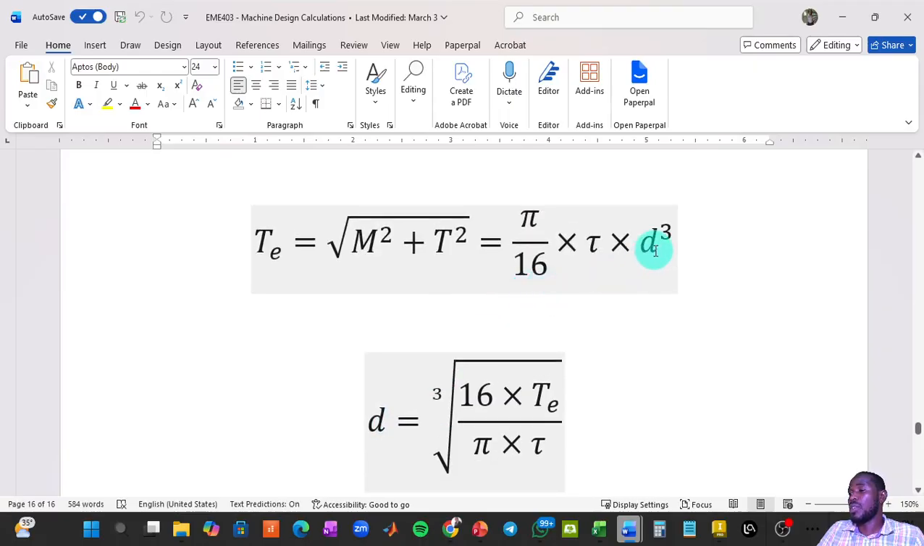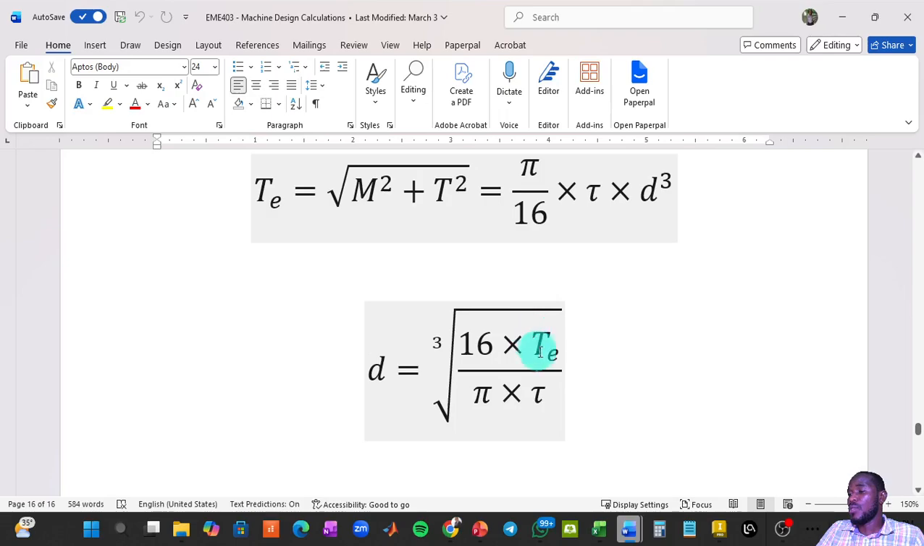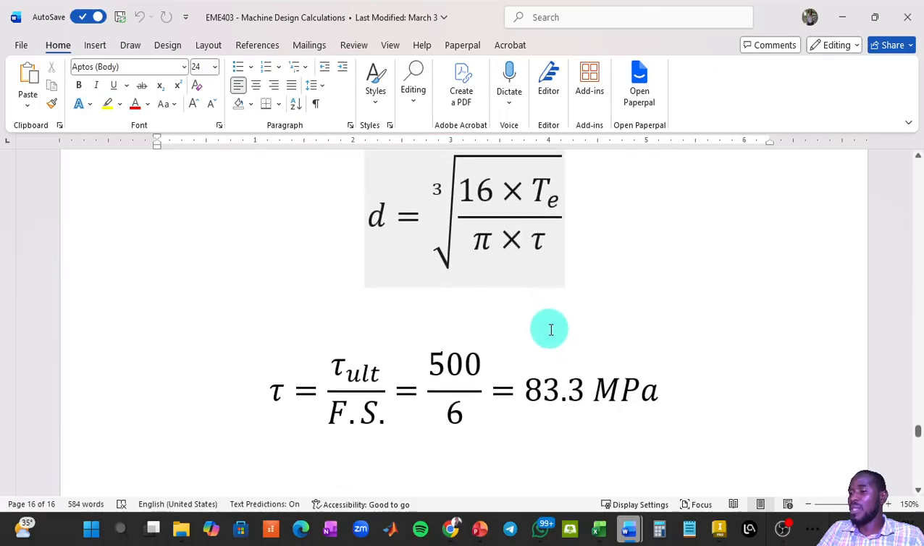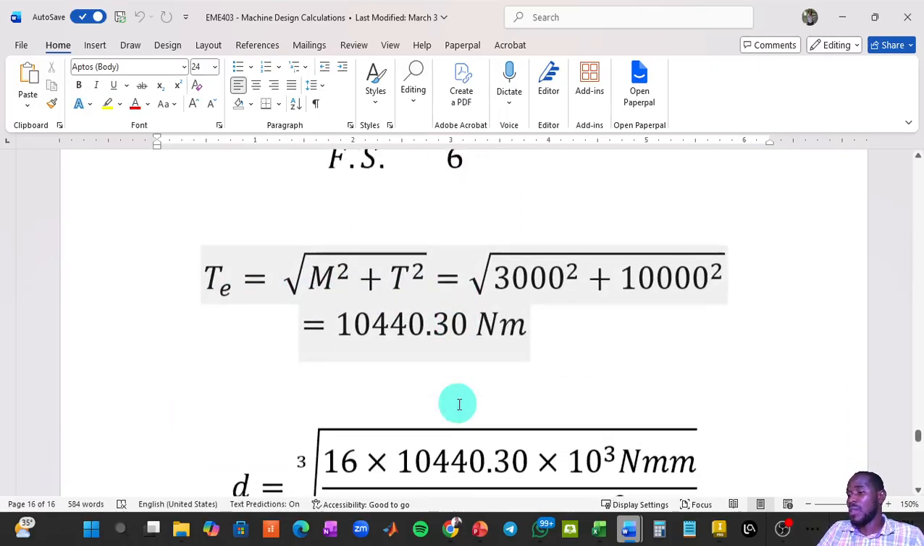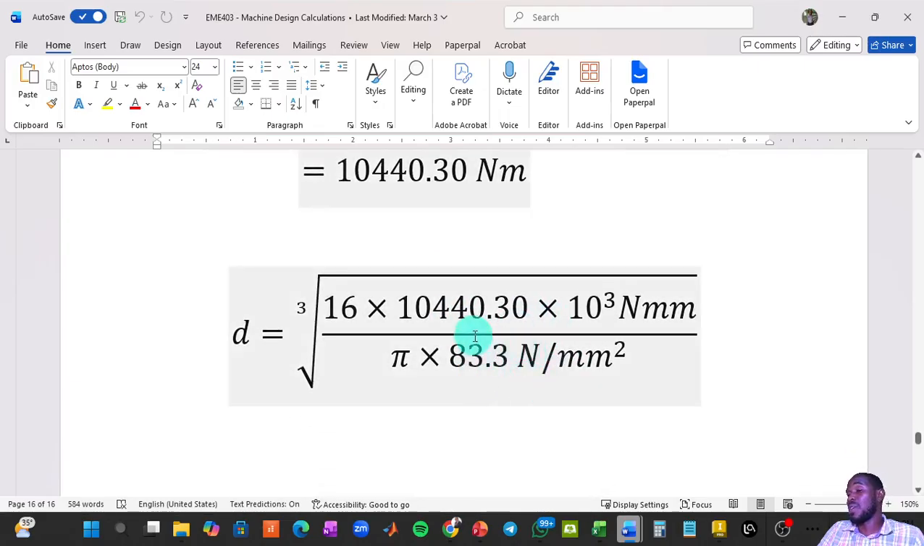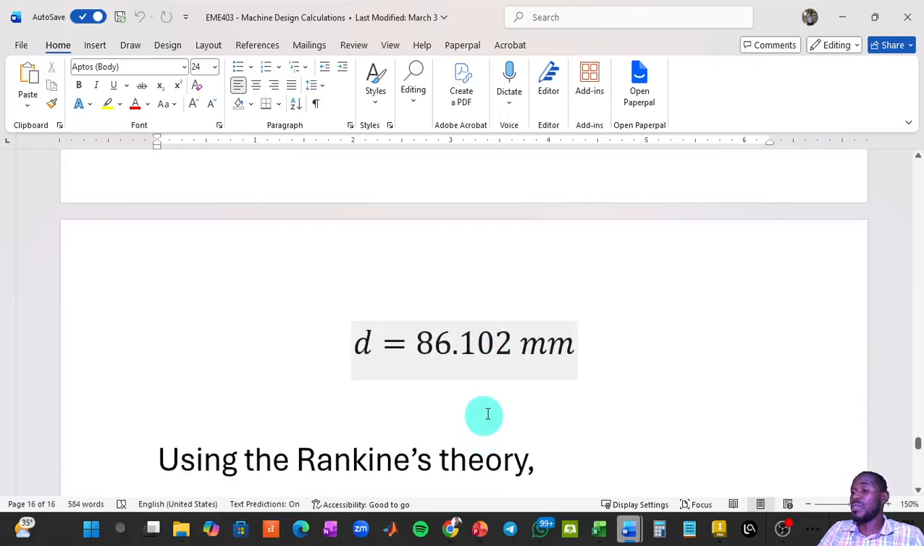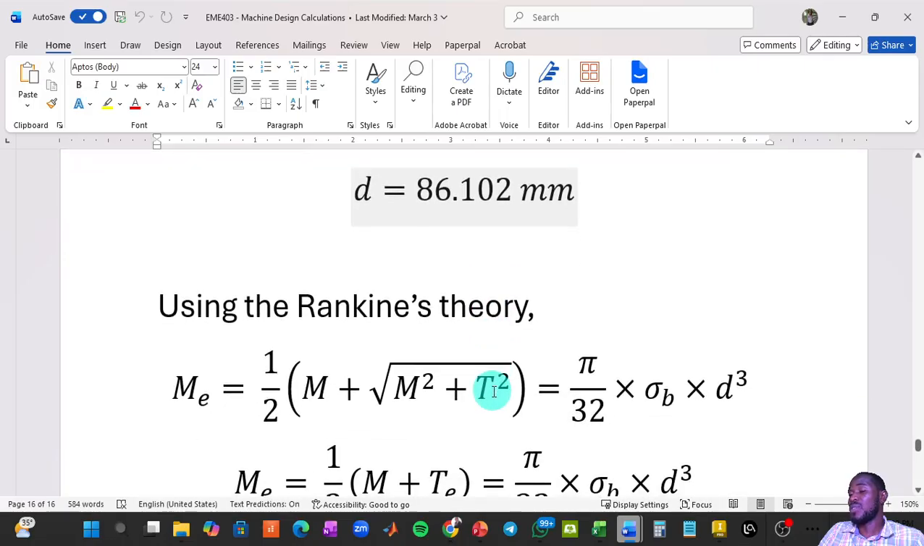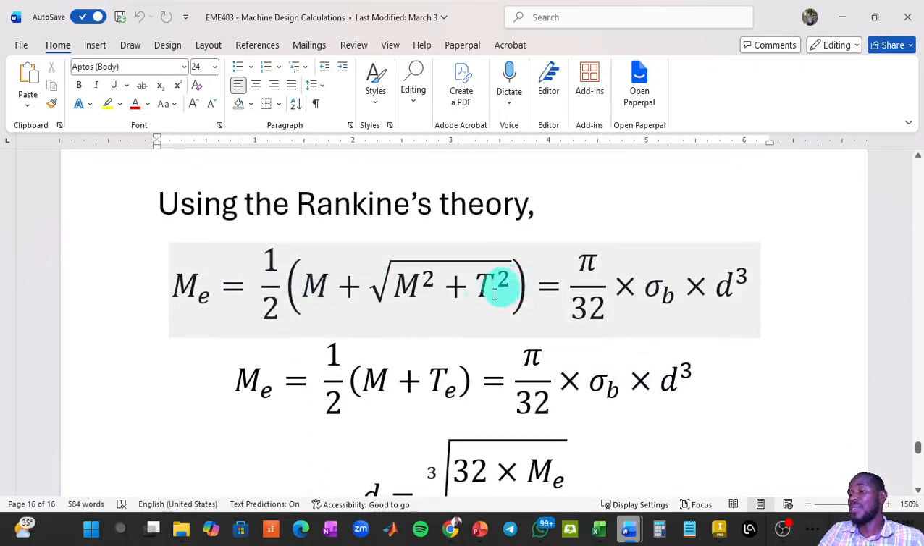If you make your diameter the subject of the formula, we then went ahead and found the equivalent torsional moment, right, there, and then we plugged that back into the equation with all the values that we had, and we found the diameter to be 86.102 millimeters. And then we applied the Rankine's theory, or the maximum normal stress theory, which states that this is the same thing as this, because the square root of the sum of the squares of these two, we had evaluated earlier on as the equivalent torsional moment. So we did know that value.